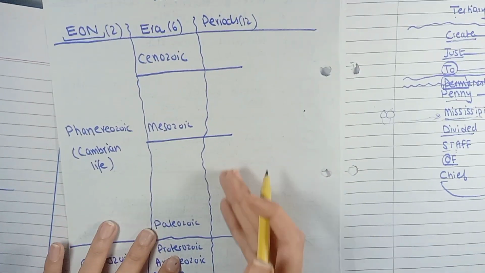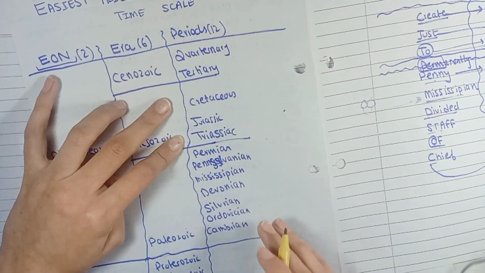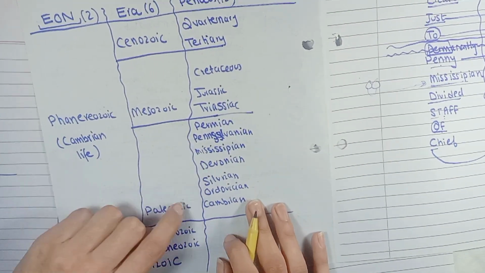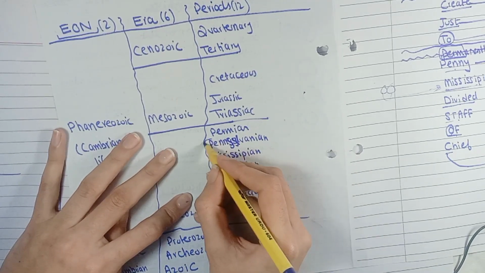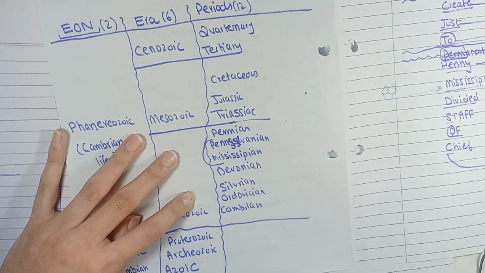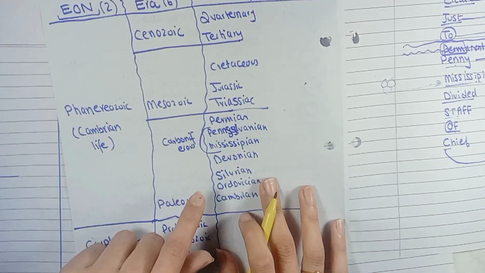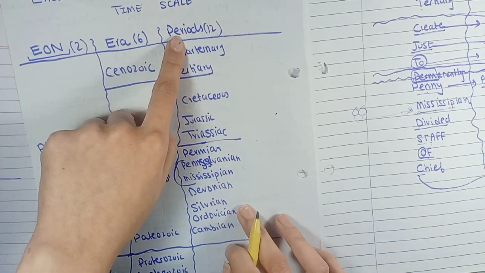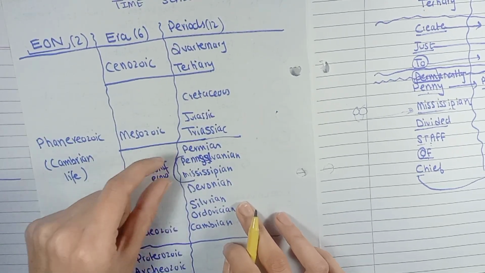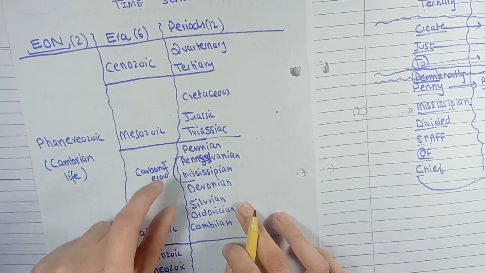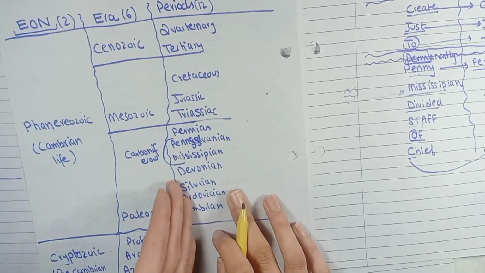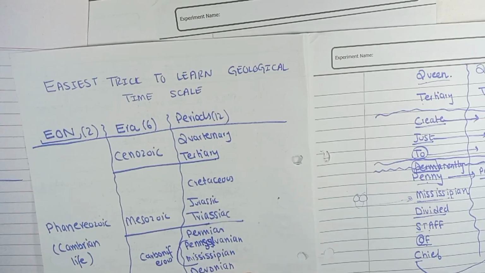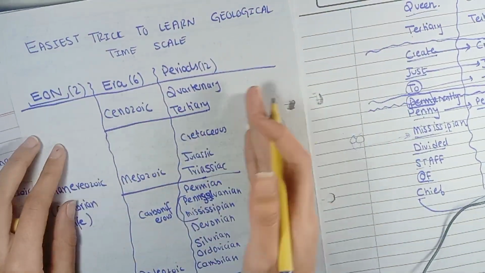Now we are going to write our periods here. These are the 12 periods. Now keep in mind that Mississippian and Pennsylvanian, these two are collectively included in a period known as the Carboniferous. If you are going to remember this one period Carboniferous, there will be 11 periods. If you include Carboniferous after Devonian, it would be 11 periods, but this is the easiest trick to learn them.